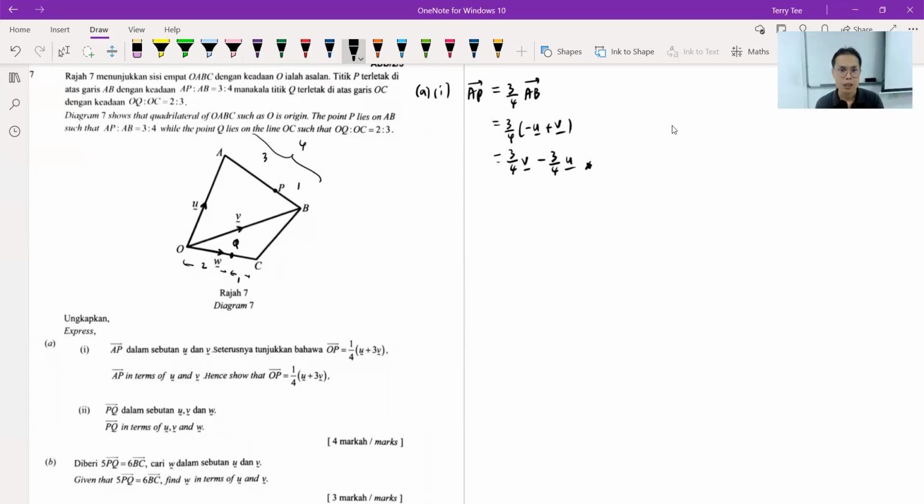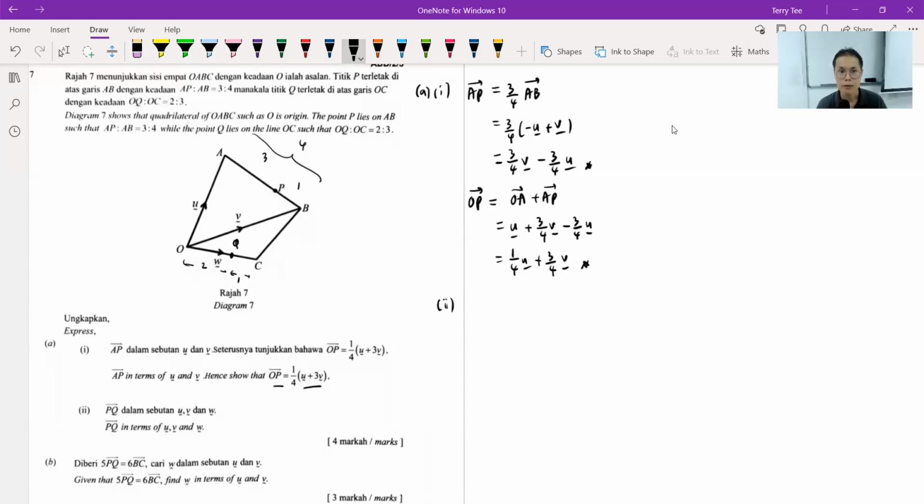It doesn't really matter. Okay, next, I also need to show that OP equals this, 1/4 of U plus 3 over 4 V. So OP, if you want to go from O to P, we can go from O to A plus A to P. O to A itself is U. A to P is 3 over 4 V, then you minus 3 over 4 U. When you subtract, maybe I put U first: 1 over 4 U, 3 over 4 V. Okay, so that is your OP.